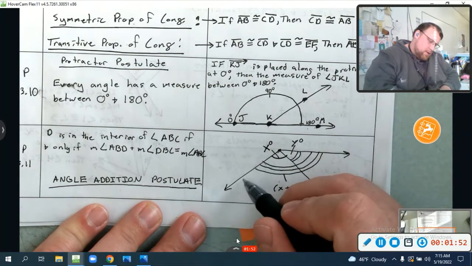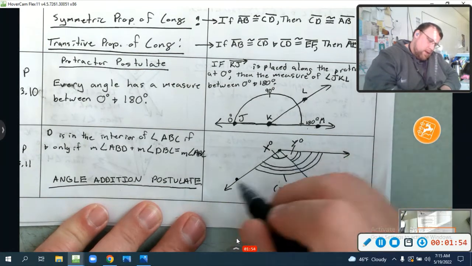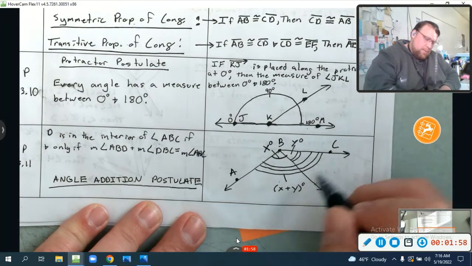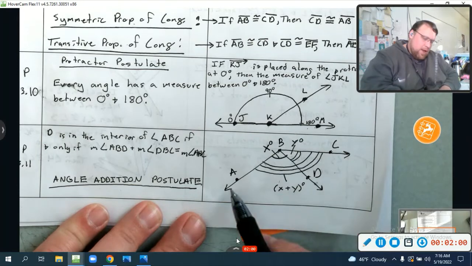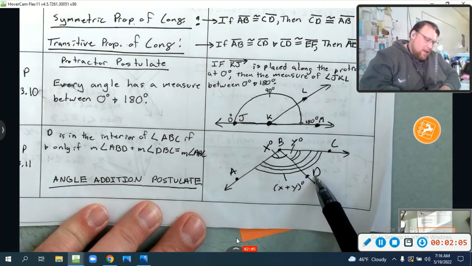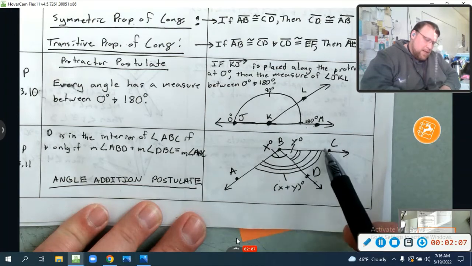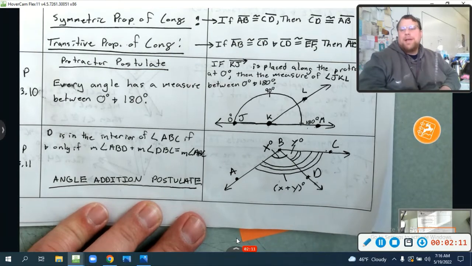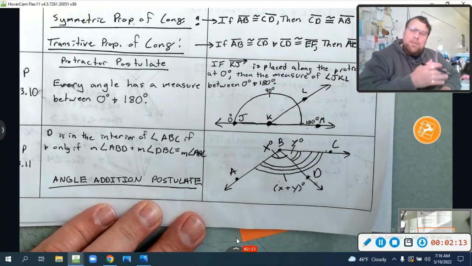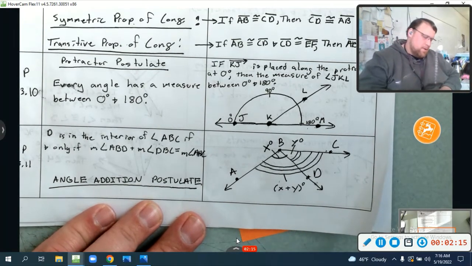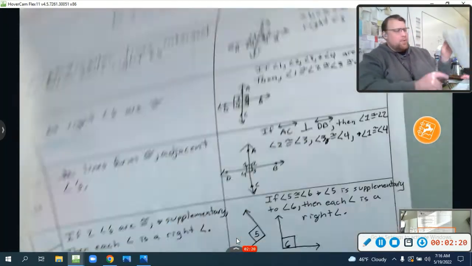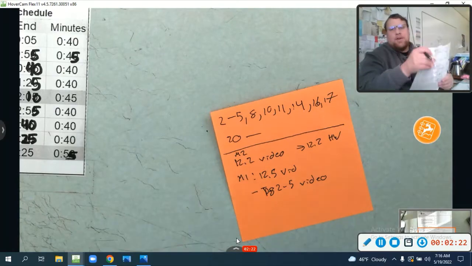Please forgive me, I forgot to put my points, A, B, C, and D goes right here. If and only if the measure of angle ABD plus the measure of angle DBC is equal to the measure of angle ABC. It's just saying, basically, it's another one of those the sum of the parts equals the whole postulates, but it's for angles. So angle addition postulate: we can add 2 smaller angles inside of an angle to get the whole angle.